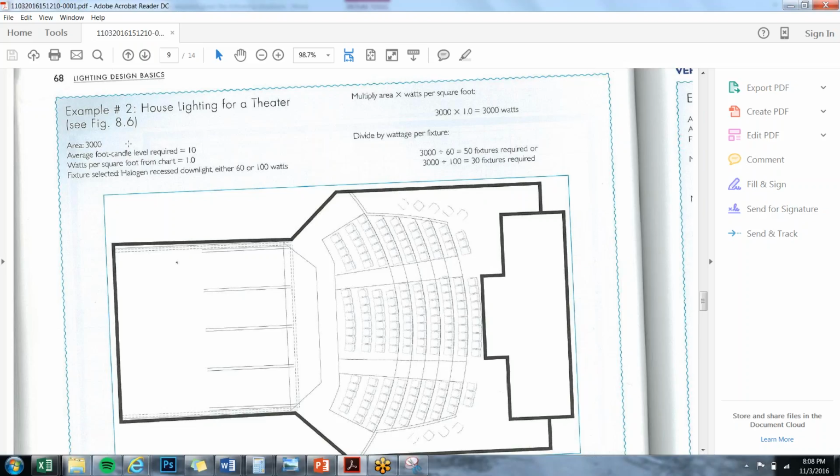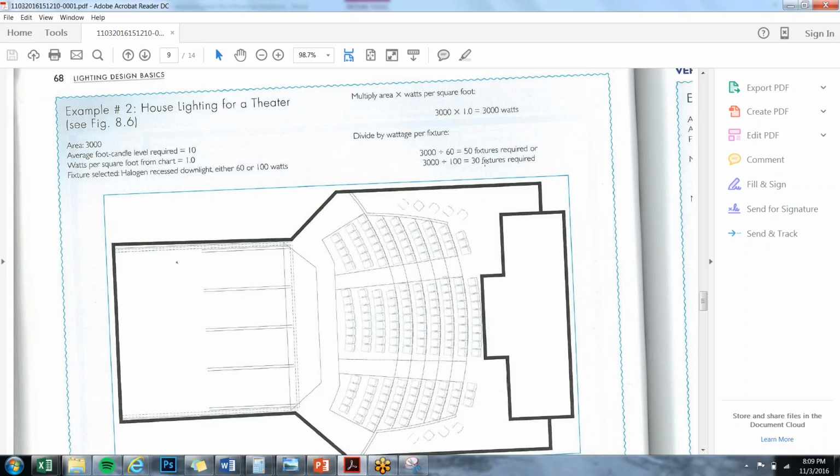So now we have all this information starting from what type of space, the given area, and using our chart. And here's where it said the type of halogen, which helped us with our chart. So over here, we take the area and multiply it by our 1.0 watts per square foot, and that gives us 3,000 watts. And then we need to divide by the wattage per fixture. So we take our 3,000, and over here is where it says halogen recessed downlight, either 60 or 100 watts. If we have a range like that, we took 3,000 and divided by 60. If we choose the ones that are 60 watts, it would take 50 fixtures. If we choose the ones that are 100, it'll take 30 fixtures.